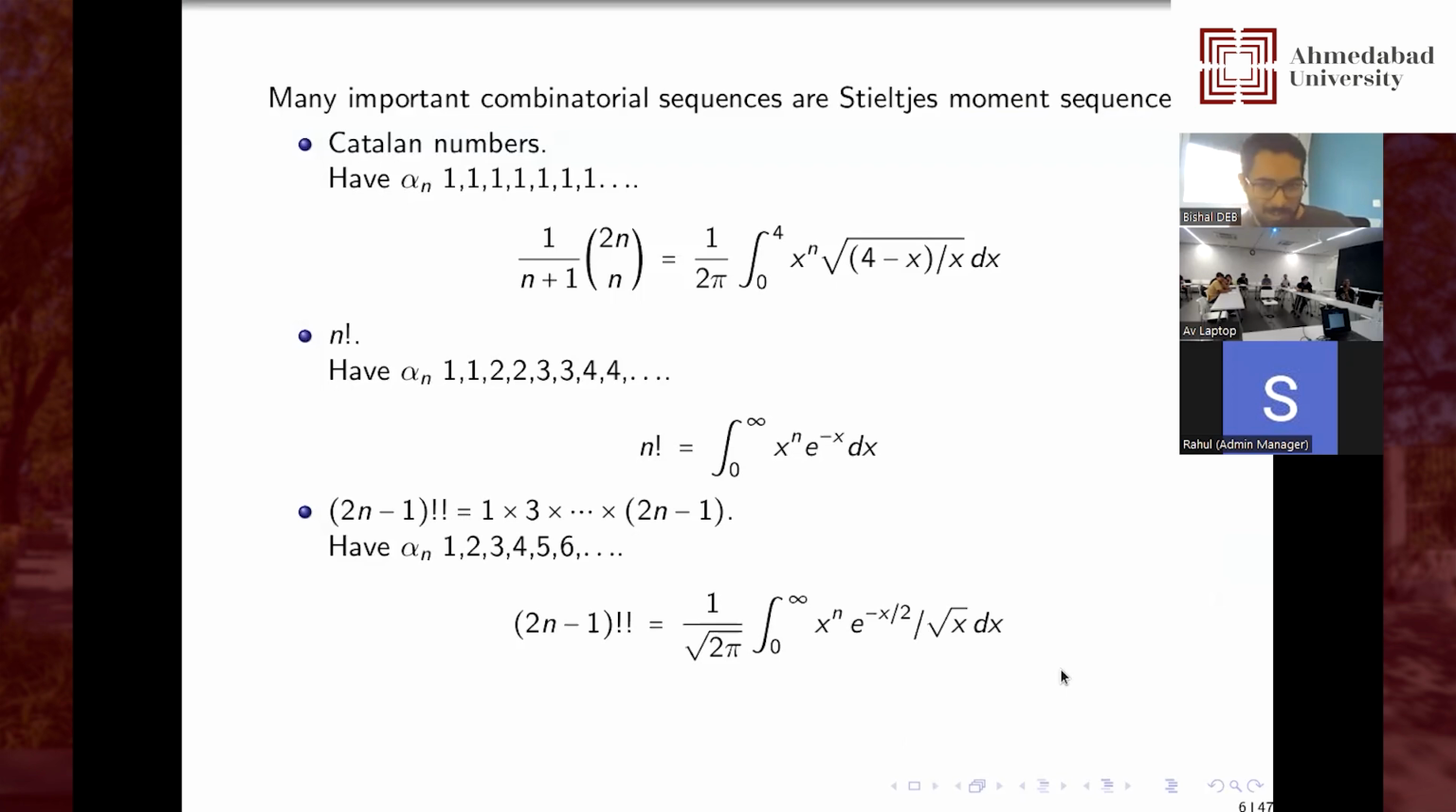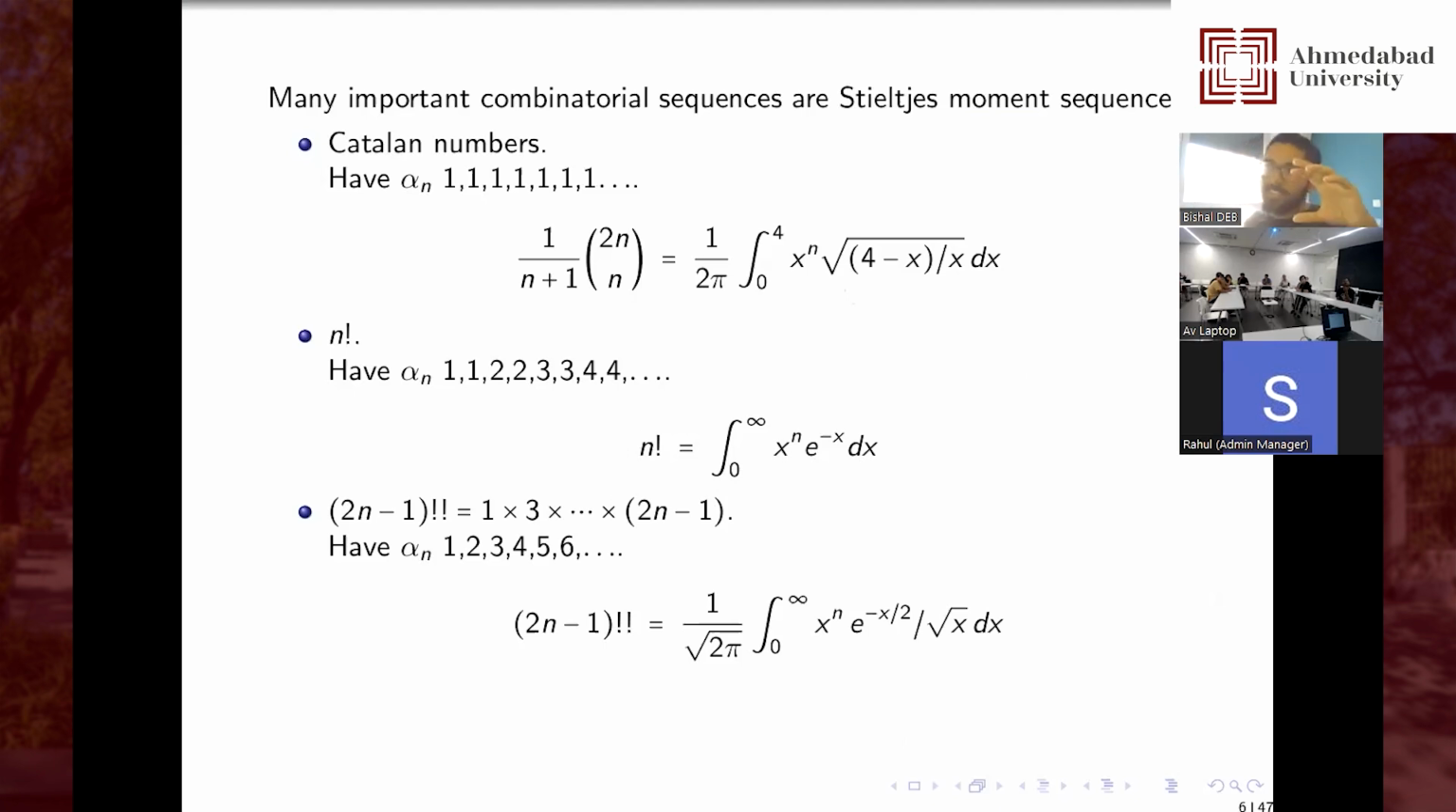In fact, what I should mention is that 2n minus 1 double factorial are the even moments of the standard normal distribution. If you take the standard normal distribution, the odd moments are all 0, and the even moments are 2n minus 1 double factorial. This is the exponential distribution, whose moments are n factorial. And this measure gives you the Catalan numbers; this is Wigner's measure, which comes up in the semicircle law of random matrix theory.